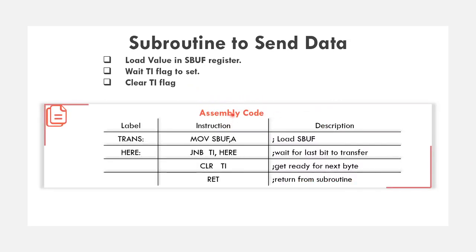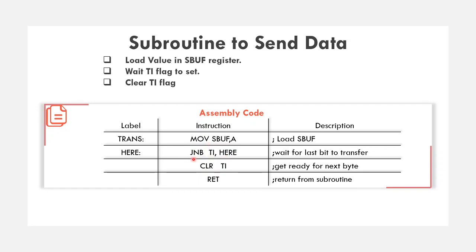Then this is the assembly code for this subroutine. Here the first step is to load SBUF with the data which we want to send. So here we are sending the accumulator to the SBUF register. And when this SBUF register is loaded with some value, automatically in the background the hardware is going to send that data one by one through the serial communication.